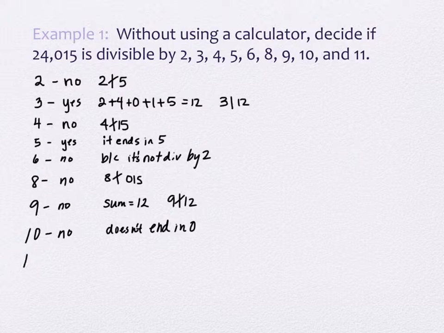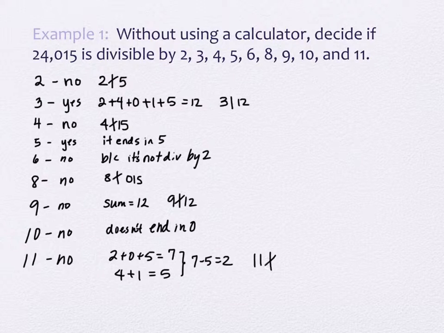And 11, we're going to have to do a little work for 11. How did you decide? I added 2, 0, and 5, and then added 4 and 1, and subtracted those two numbers, and it was not divisible by 11. So 2, 0, 5 is 7, 4 and 1 is 5, and then when we subtract 7 minus 5, I get 2, and 11 does not divide 2.